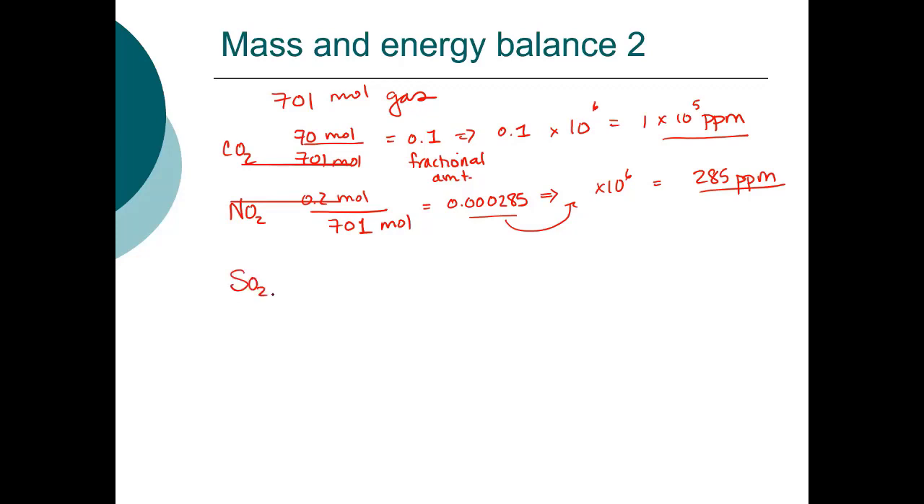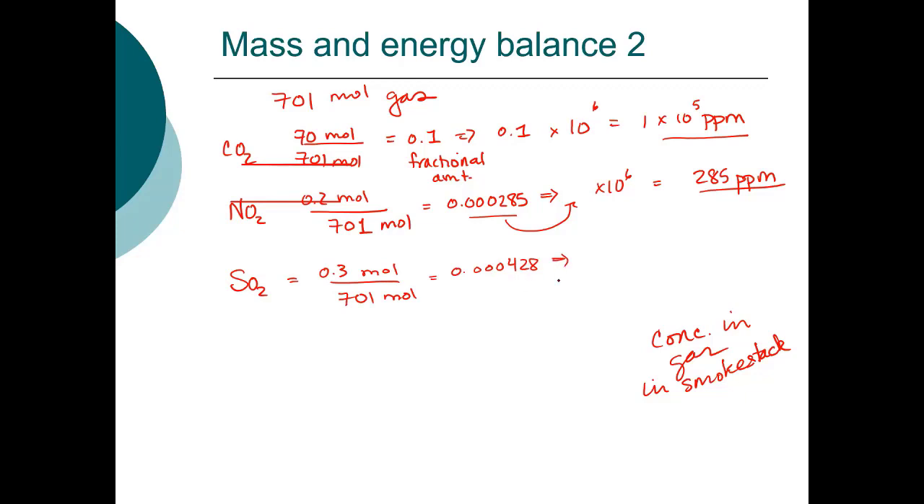And then these are the values for what's leaving. These are the concentrations in the gas in the smokestack. So if we were to put a measurement device in that smokestack, we should see these concentrations. And for SO2, same. Again, if we multiply this value here by 10 to the 6, that's 428 parts per million.